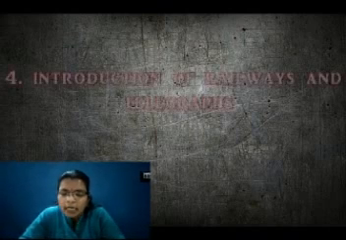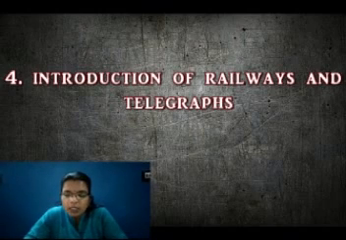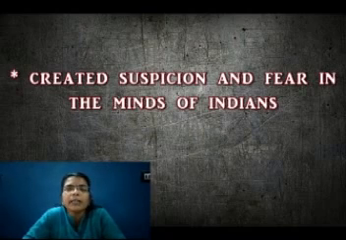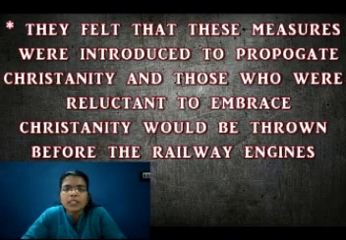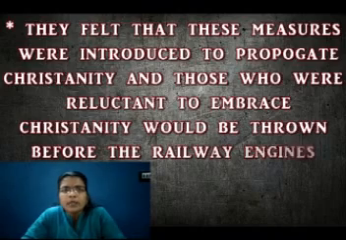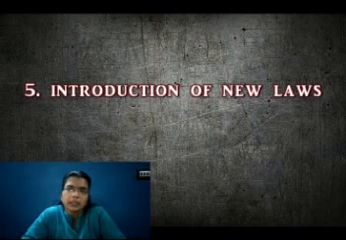Another important point under the social and religious causes is the introduction of railways and telegraphs. The introduction of railways and telegraphs created suspicion among the Indians. Most of them felt that these measures were introduced to propagate Christianity. They believed that whoever did not convert to Christianity would be thrown onto the railway lines and hanged from the telegraph posts. Many new laws were also introduced in this period, and Indians considered that they were meant to interfere with and destroy their age-old beliefs.